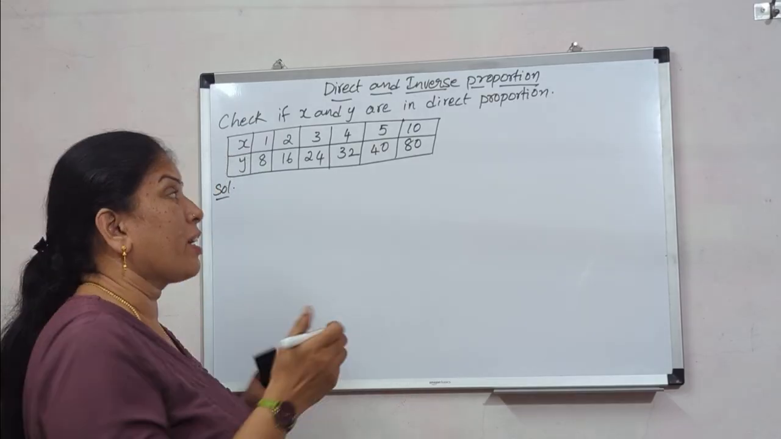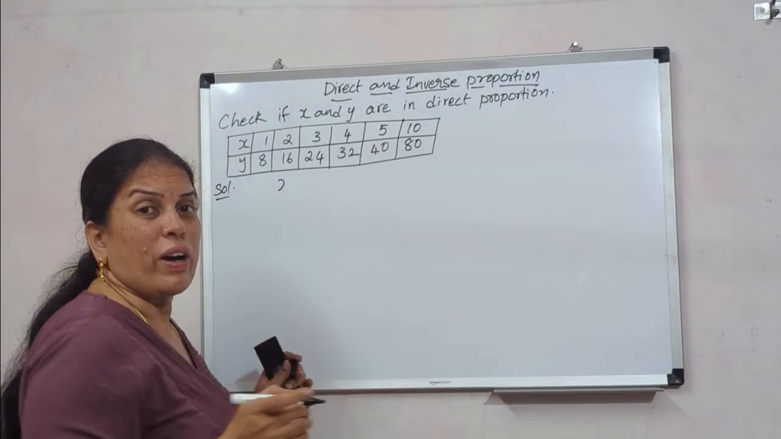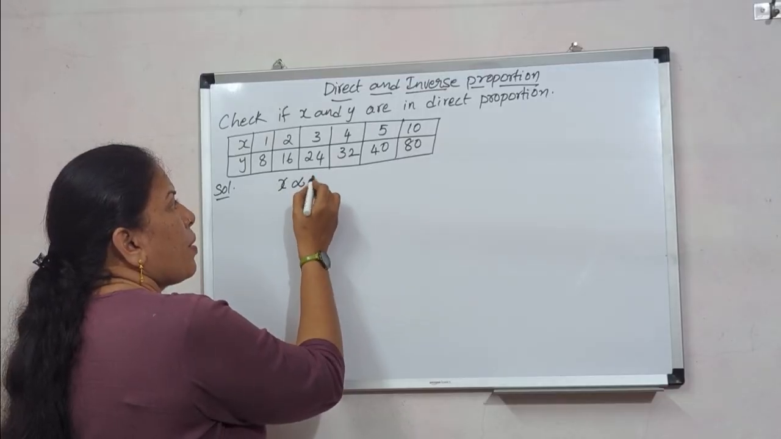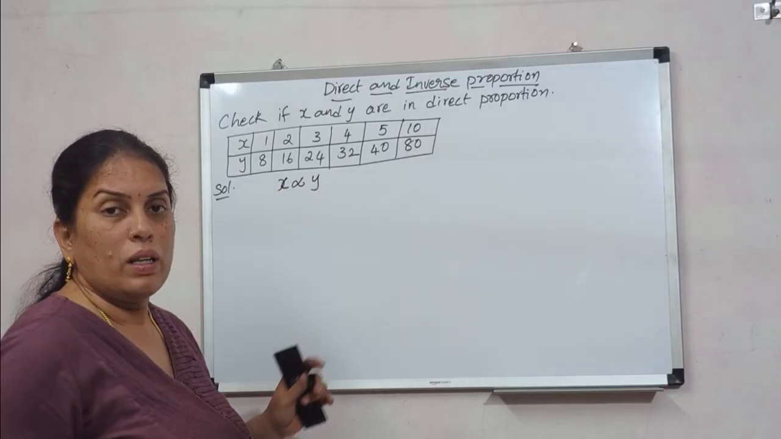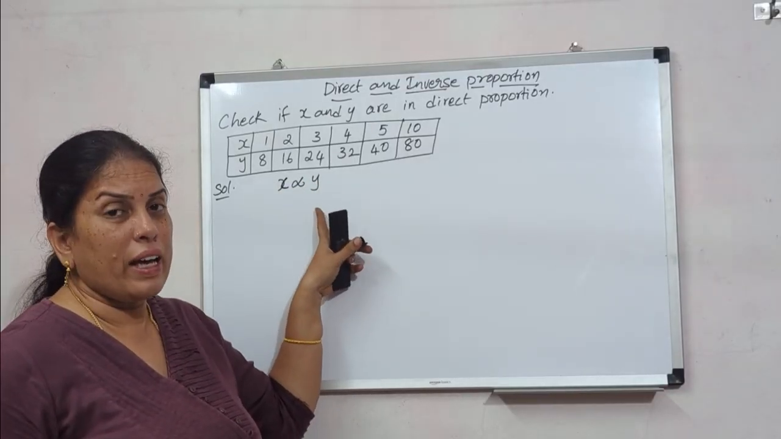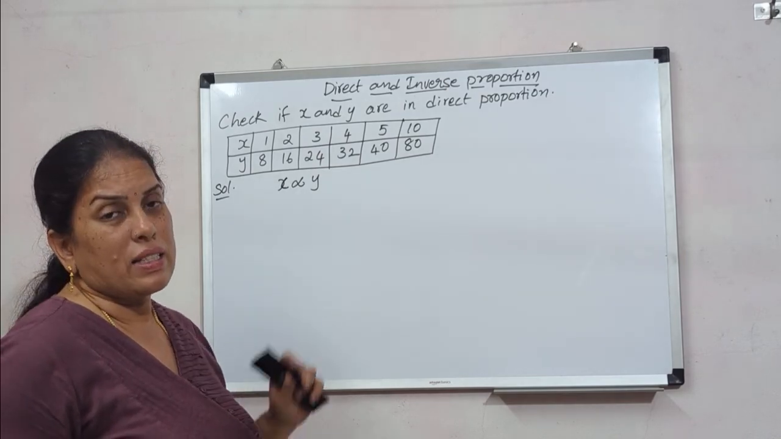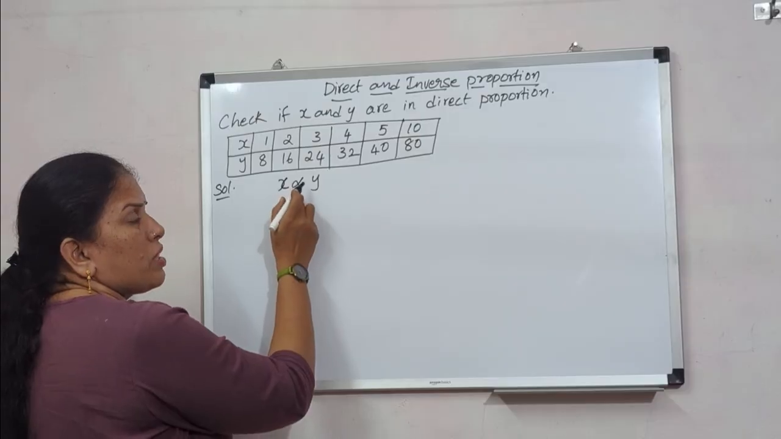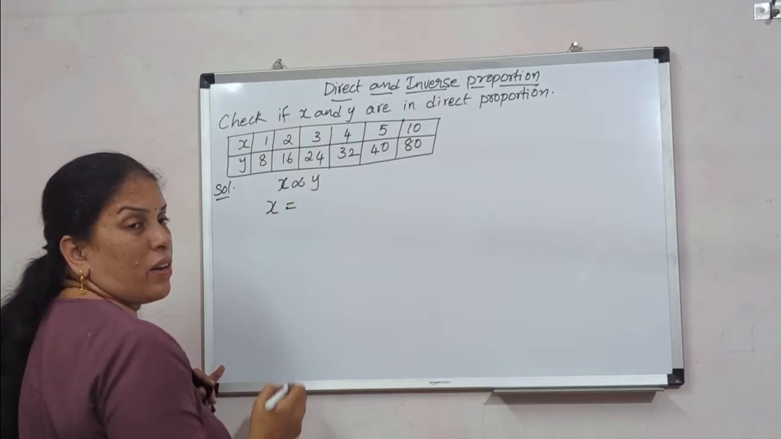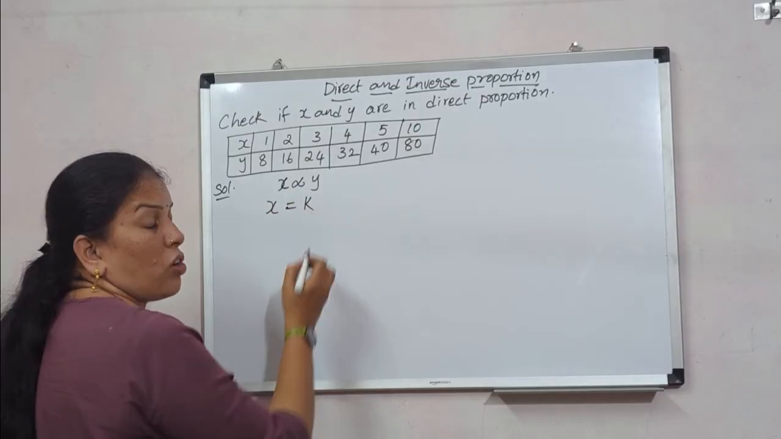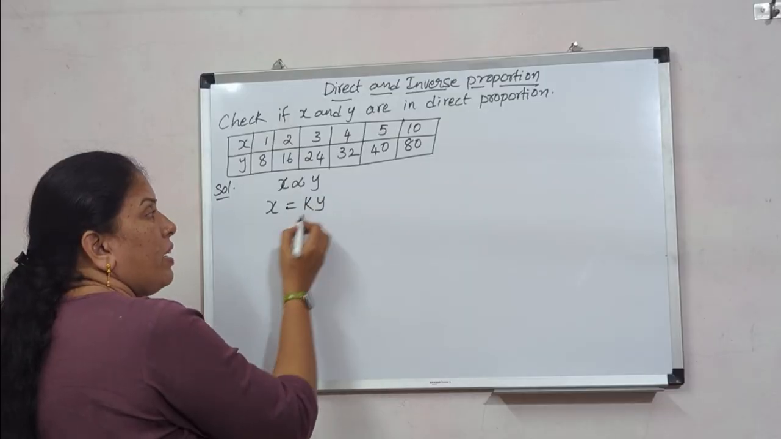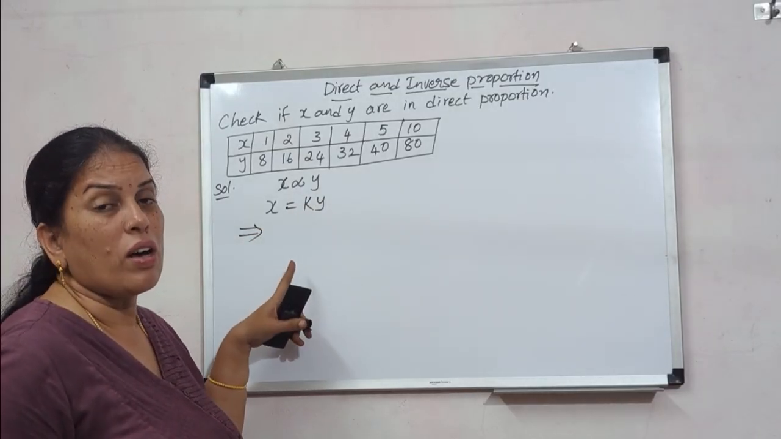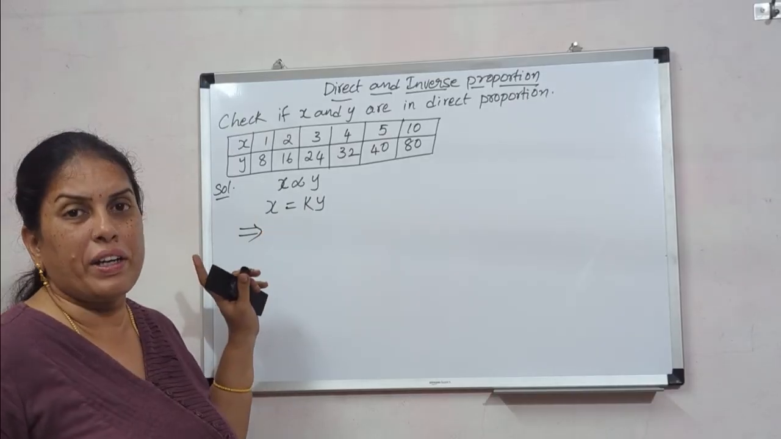If x and y are in direct proportion, how can you write it? X is directly proportional to y, like this. So, what is the formula to remove this proportionality sign? X is equal to ky. We use a constant k. Here, k means constant, and x and y are quantities.